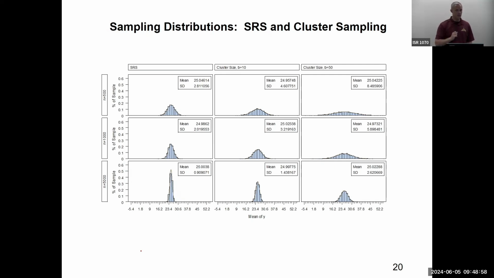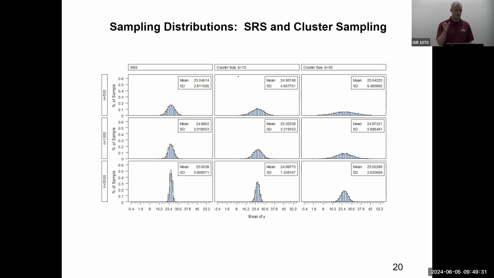First, simple random sampling. Second, selection of clusters where there are 10 elements sampled from each of the different clusters. Third, sampling of clusters where there are 50 elements sampled from each of the different clusters. And all 3 of those different plans lead to a sample of 500 or a sample of 1,000 or a sample of 5,000, right? So if each cluster is of size 50, we need fewer clusters. If each cluster is of size 10, we're going to sample more clusters.